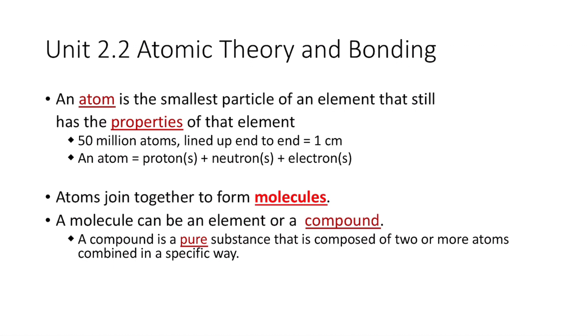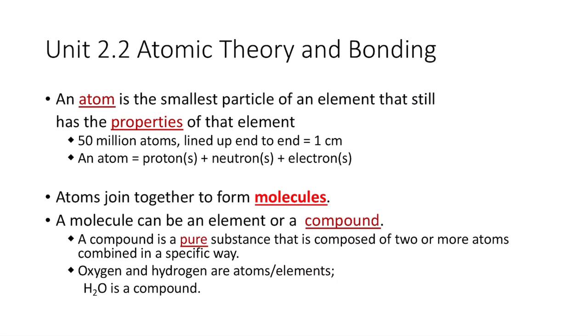So if we combine atoms of the element oxygen with atoms of the element hydrogen, you get H2O, which is a compound. So 2 elements of oxygen and hydrogen as a compound give you water, H2O. It's an element when you only have one type of atom present, and a compound when there's more than one type of element present.